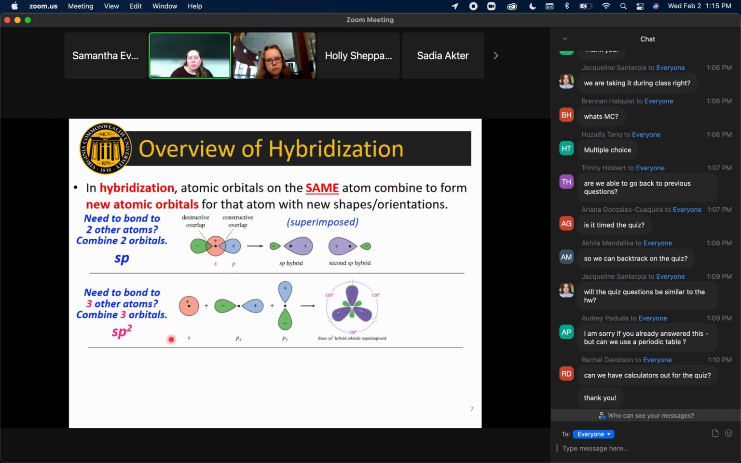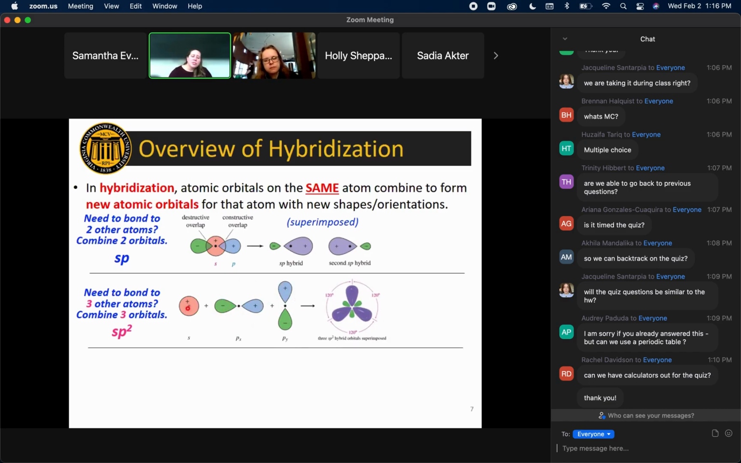But what if we need to bond to 3 other atoms? Well, if we need to bond to 3 other atoms, we want to spread those 3 atoms as far apart in space as we can. And so to do that, we're going to combine 3 orbitals to get 3 hybrid orbitals. So we're going to, in this case, create what's called an sp2 hybridized orbital set for the s and the px and the py that we're bringing together. So sp2, because there's 2 p orbitals coming into play.